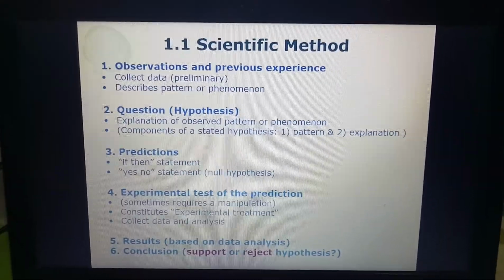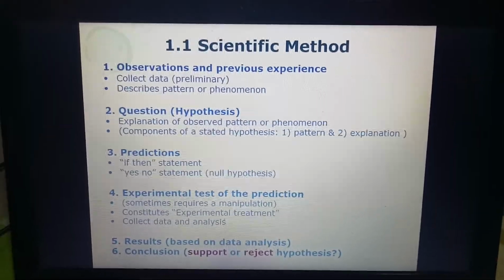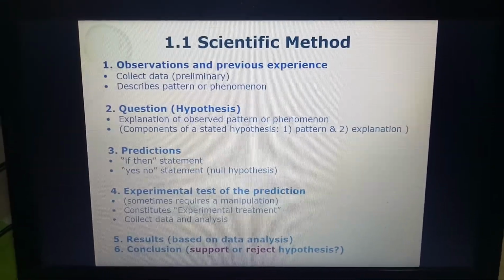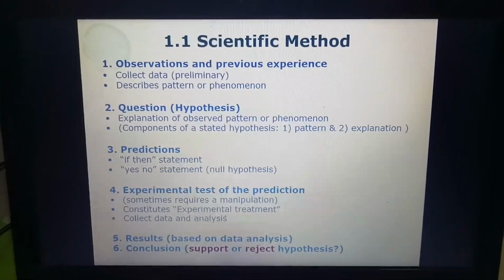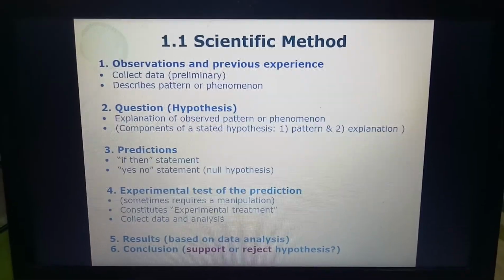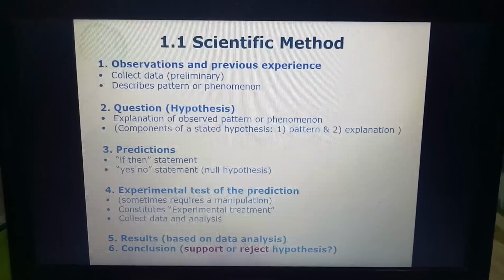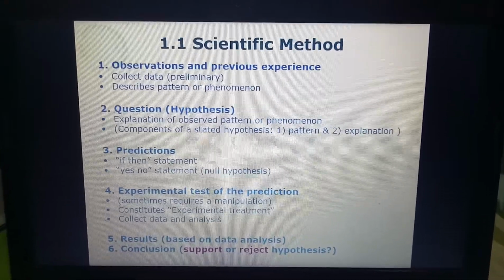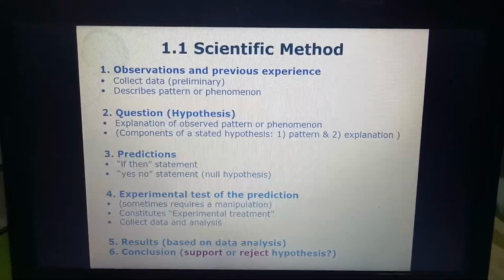Number 2, question or hypothesis. Once you read a lot of journals, you may know what question goes through, and you may decide yourself what you want to proceed with. Number 3 is about prediction. Prediction is more about your hypothesis; they are very related. You predict whether this experiment can be run later on or not.